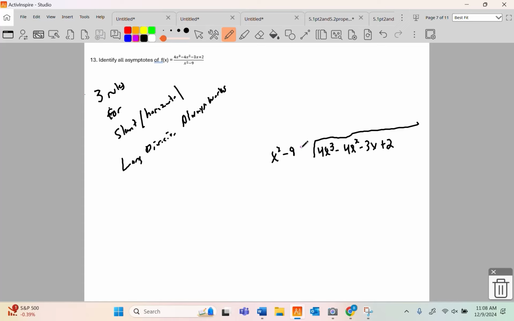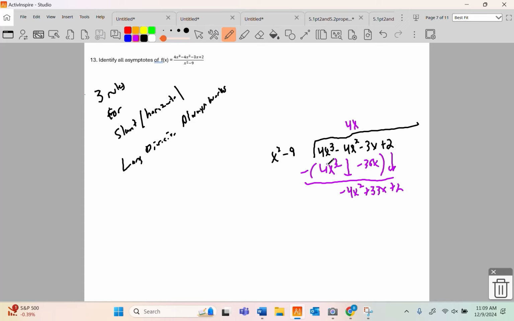And I need a 4x because 4x times x squared is 4x cubed. And 4x times negative 9 is minus 36. I need to put that in a different spot, don't I? Minus 36x. Wrap before you subtract. This guy goes straight down. These guys cancel. Negative 3 minus the negative 36 is plus 33x. And we'll go ahead and bring down the 2.